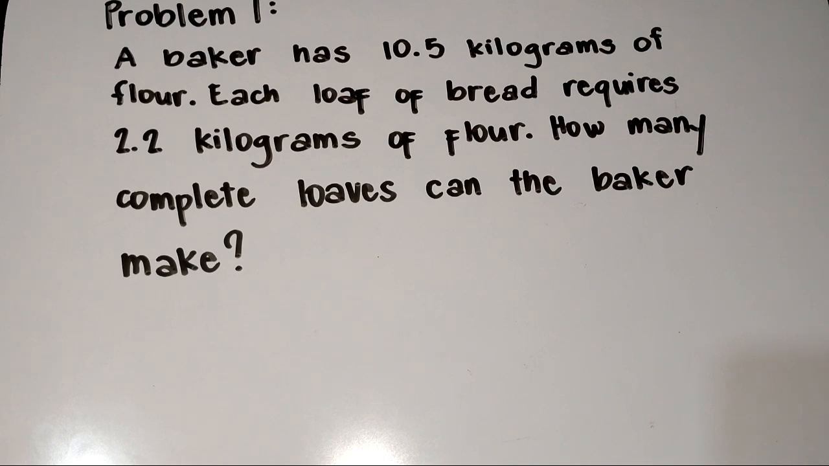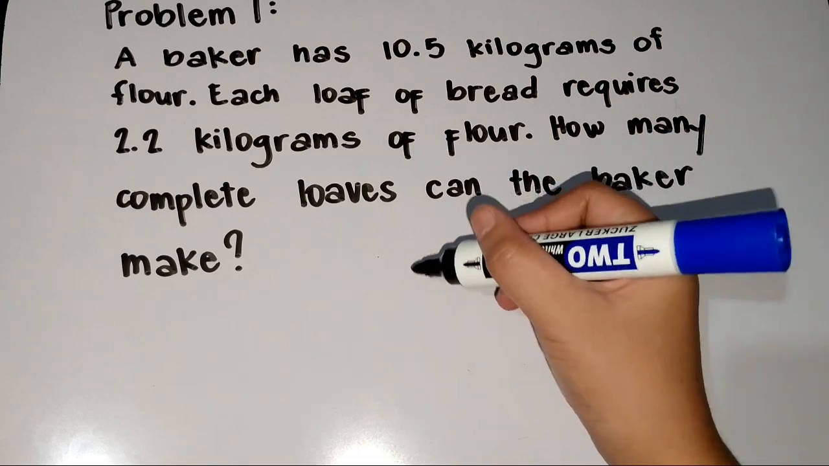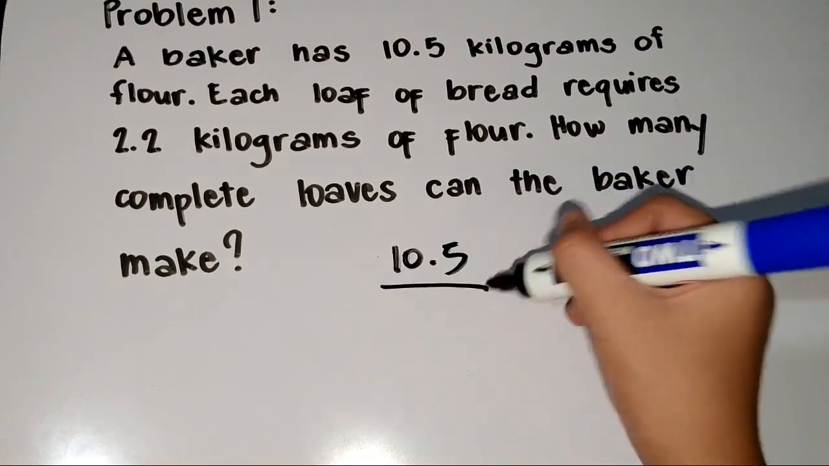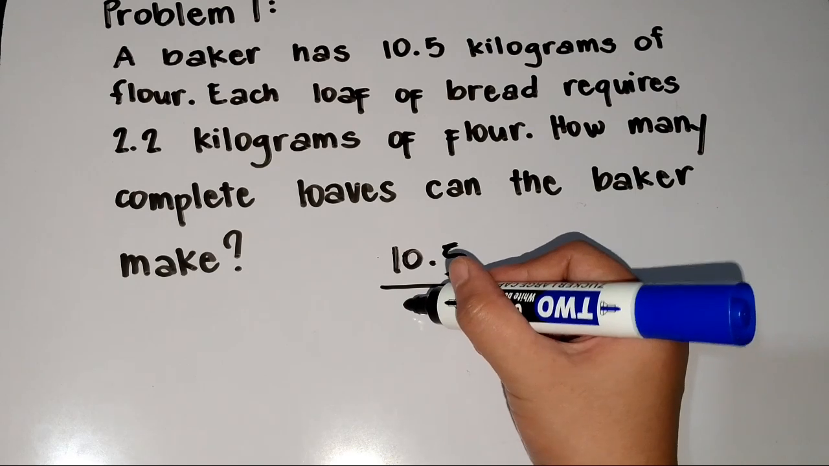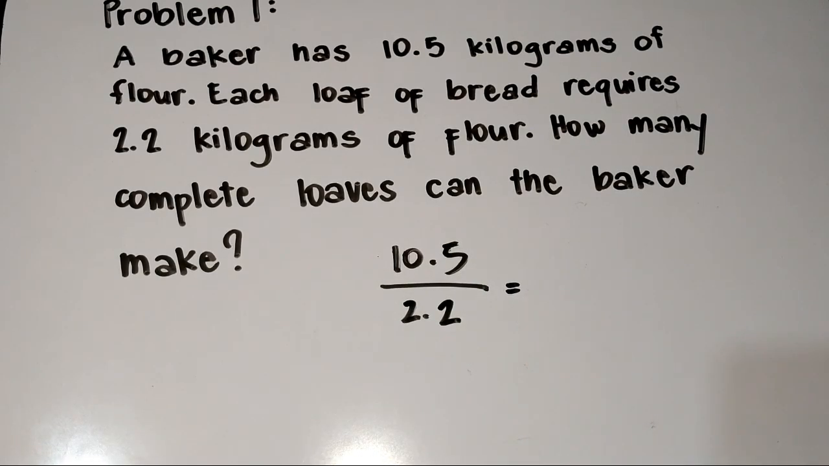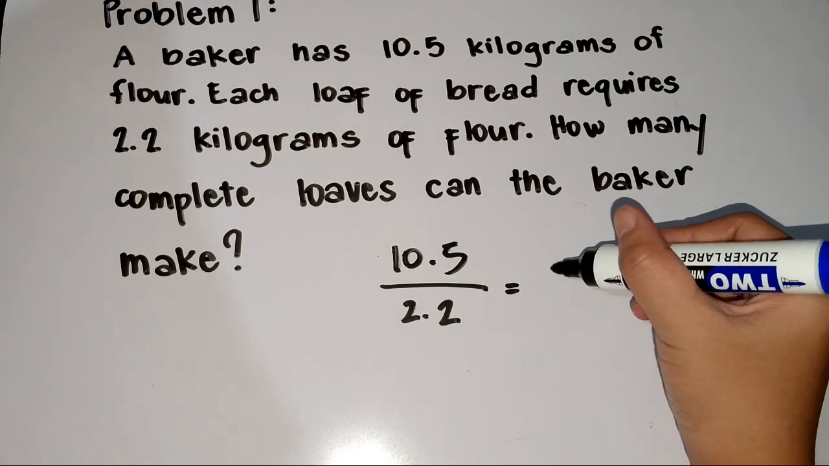Now first, we have to divide 10.5 by 2.2, since each bread requires 2.2 kilograms out of the 10.5 kilograms of flour. So 10.5 divided by 2.2 is 4.77.